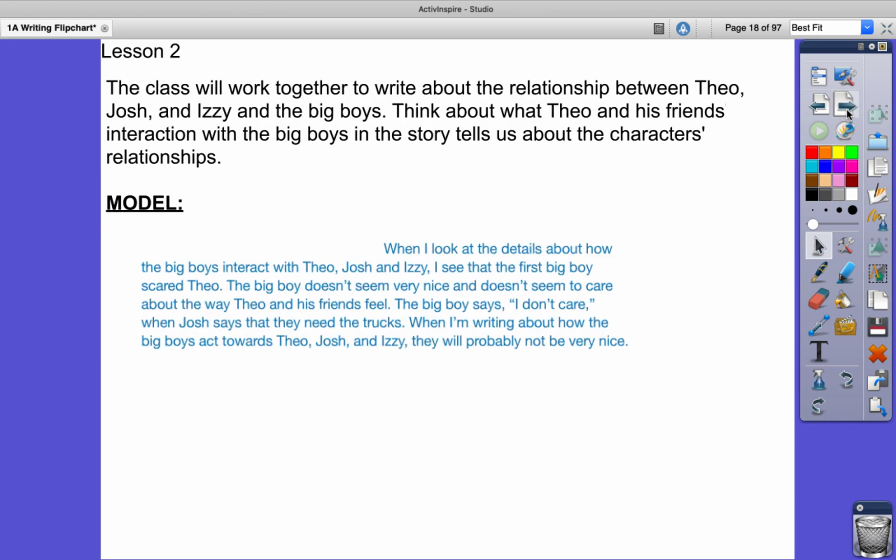The class will work together to write about the relationship between Theo, Josh, and Izzy and the big boys. Think about what Theo and his friends' interactions with the big boys in the story tell us about the characters' relationships. Let's look at this example. When I look at the details about how the big boys interact with Theo, Josh, and Izzy, I see that the first big boy scared Theo. The big boy doesn't seem very nice and doesn't seem to care about the way Theo and his friends feel. The big boy says, "I don't care," when Josh says that they need the trucks. When I'm writing about how the big boys act towards Theo, Josh, and Izzy, they will probably not be very nice.